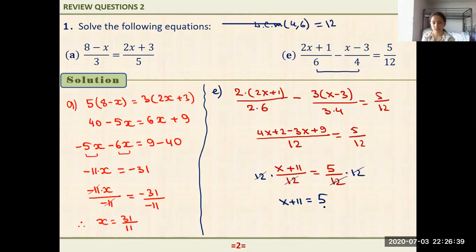Okay, 5. Now take 11 to the right hand side. x equals 5 minus 11, which is equal to minus 6. So now we can write the answer. The solution of this equation is negative 6. Okay?